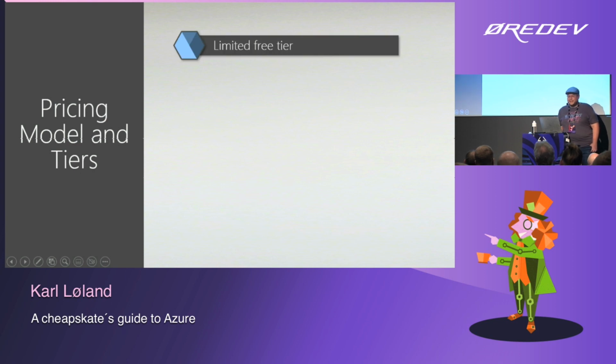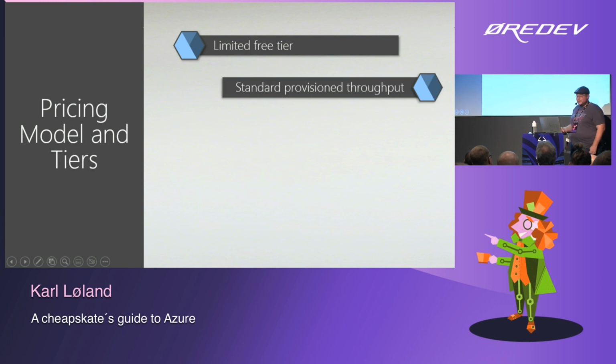Then I have a look at the pricing models and tiers available for Cosmos DB. And I see that it has a very limited free tier that is only available for new accounts and has to be manually enabled. Then I see that the normal pricing model is a standard provisioned throughput where you can use the previously shown calculator and calculate an amount of needed throughput units per second that you want to provision.